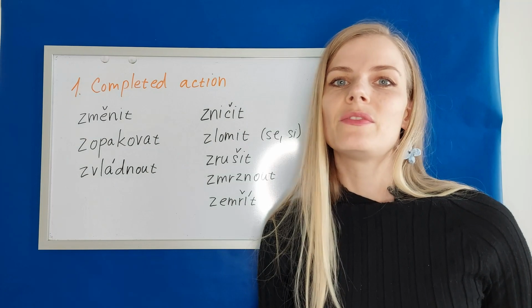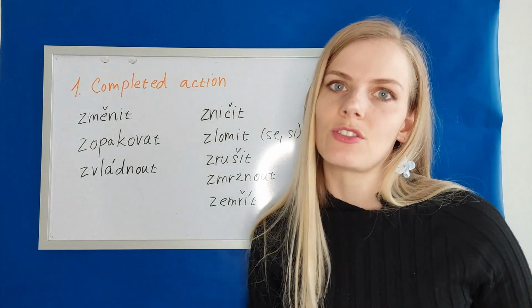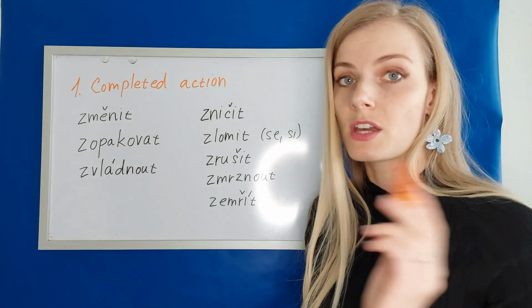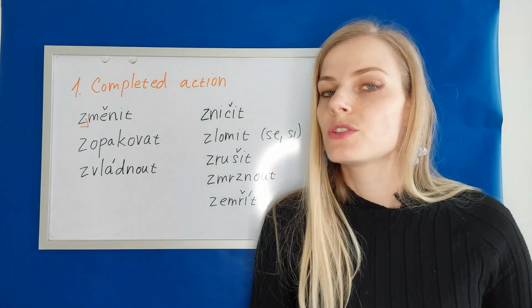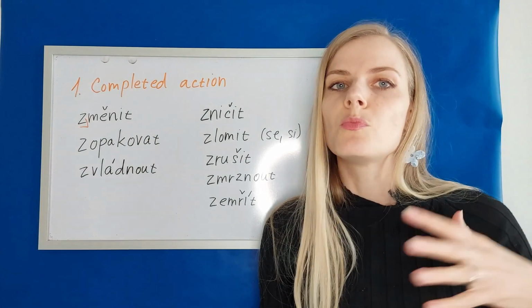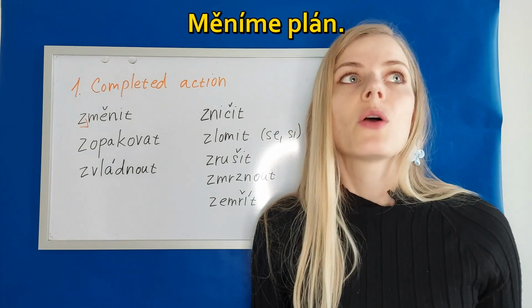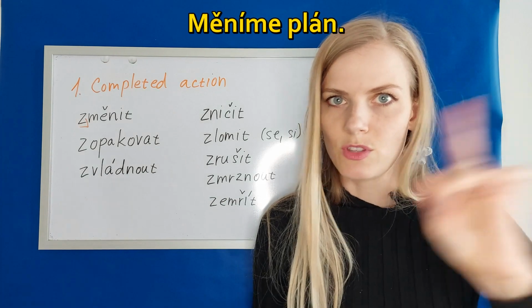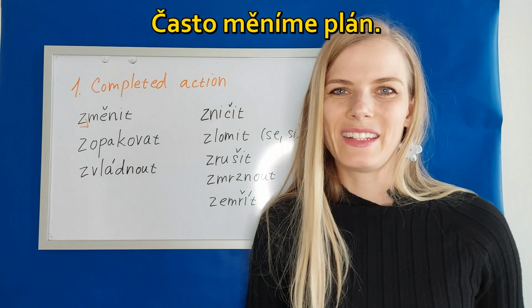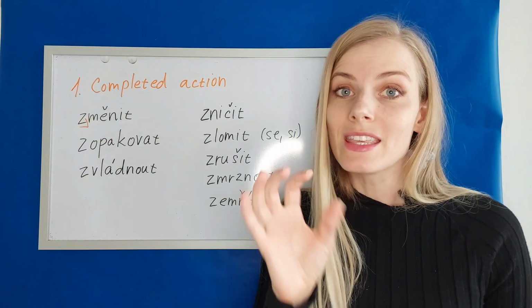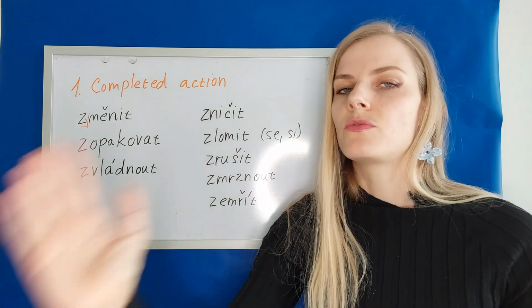One of the most important verbs from this category is změnit, which means to change, to finish changing. If you take away the prefix, we get měnit, which also means to change, but it's imperfective, to be changing. I could say měníme plán, we're changing the plan as we speak, or we often change a plan, často měníme plán. But if I say změníme, it's a completed action. In this case, it would be the future tense.